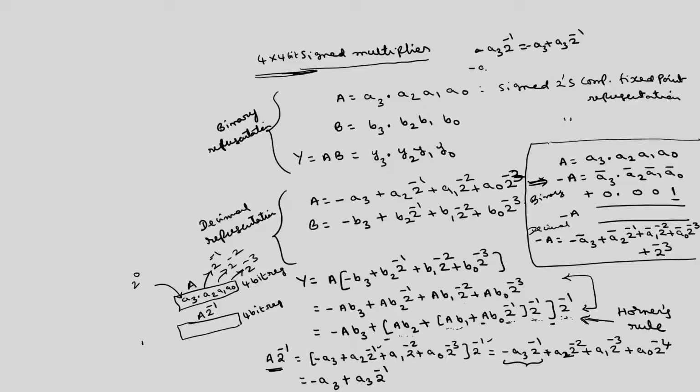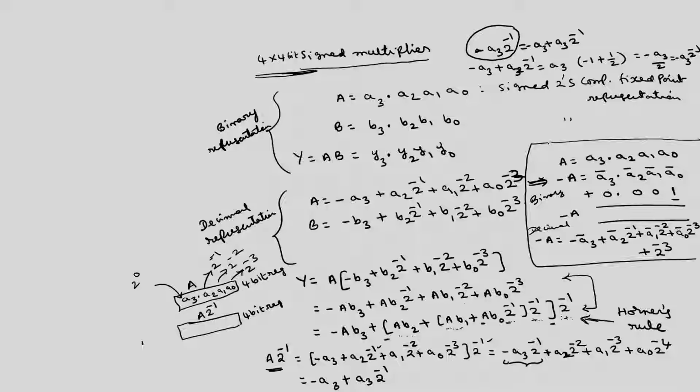Because if I take minus A3 plus A2 2 raised to the power of minus 1, if I take A3 as common, this is equal to minus 1 plus 1 by 2. So, this is nothing but minus 2 plus 1, 1 by 2. So, this is minus 2, this is minus 1 plus half is minus half, this is minus A3 by 2, that is equal to minus A3 2 raised to the power of minus 1. This one.